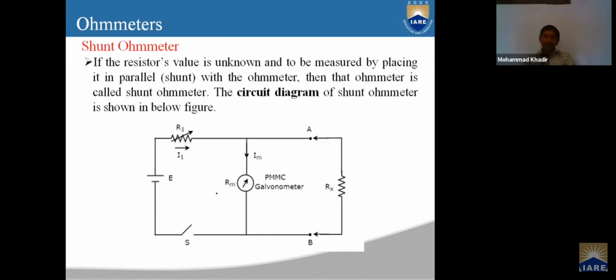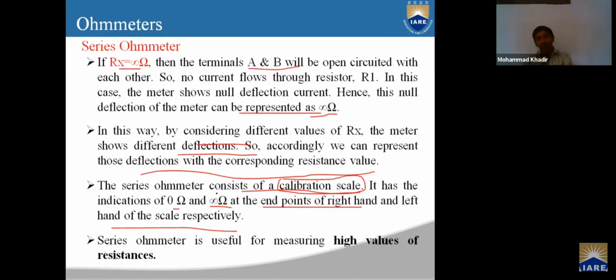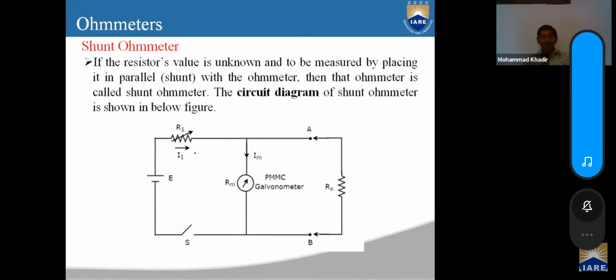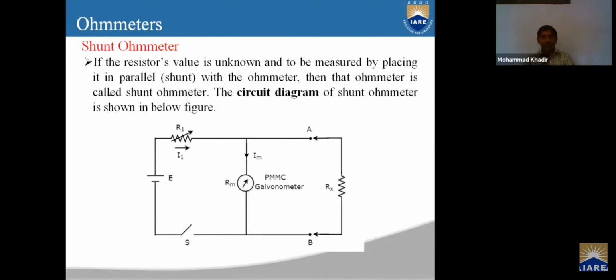...said in series, it is a series ohm meter circuit. Now I am going to place a shunt in the ohm meter circuit to calculate unknown resistance. The shunt resistance, here the resistance value is unknown and is measured by placing it in parallel. The resistance should be connected parallel to the ohm meter circuit.